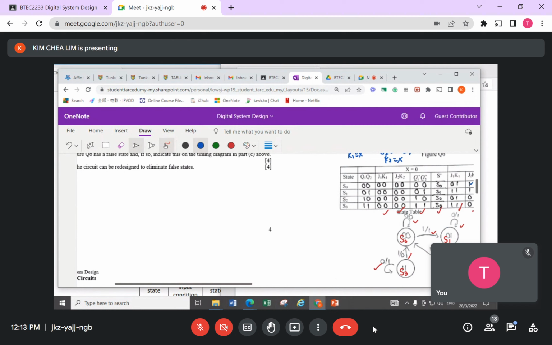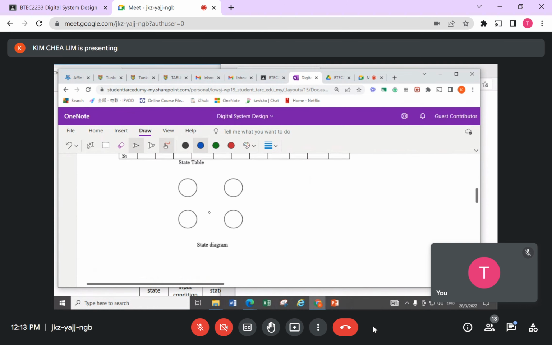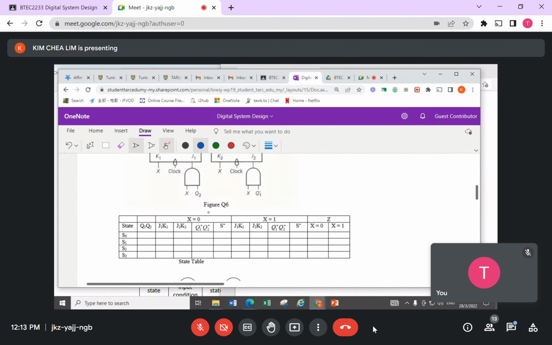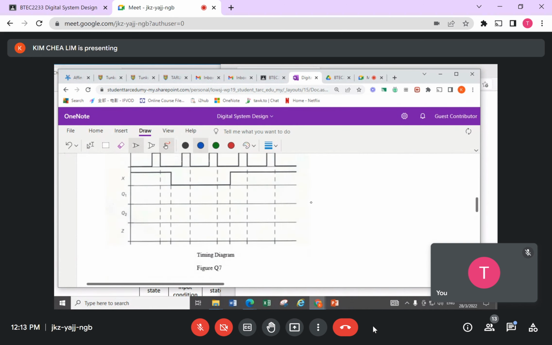Then later on they ask me to complete the timing diagram provided. Where is the timing diagram? This is the one. This is the timing diagram that they supplied to me and asked me to fill up. All right, so we analyze this circuit again, and check whether the clock is falling edge. Clock falling edge. If it is falling edge, then I put a mark here. I need to pay attention to this part.